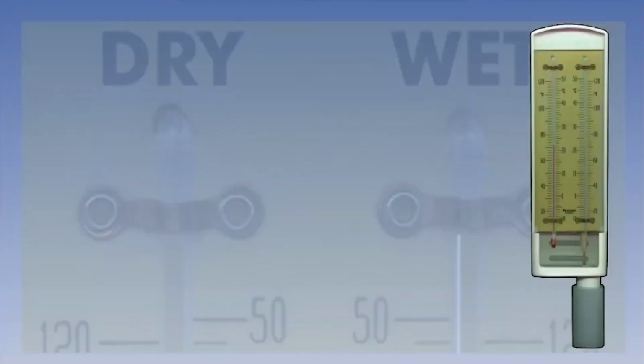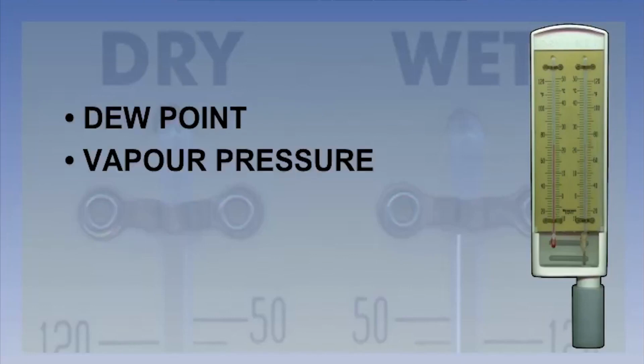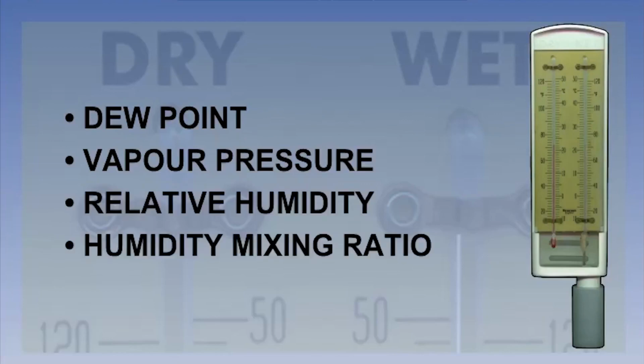The difference between the dry bulb and the wet bulb decides how moist or humid the air is. The closer they are, the more humid the air is, and vice versa. From these two readings, many values can be calculated, including the dew point, vapour pressure, relative humidity, and humidity mixing ratio. We shall now look at this in a bit more detail.